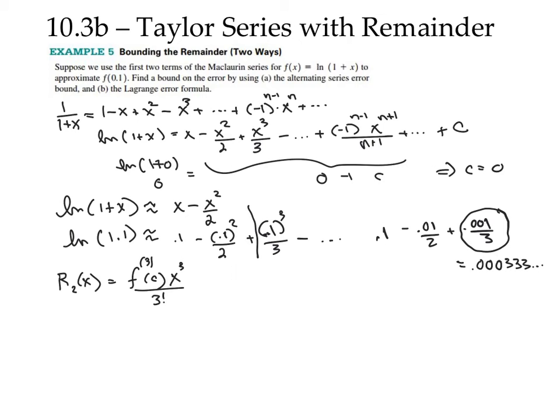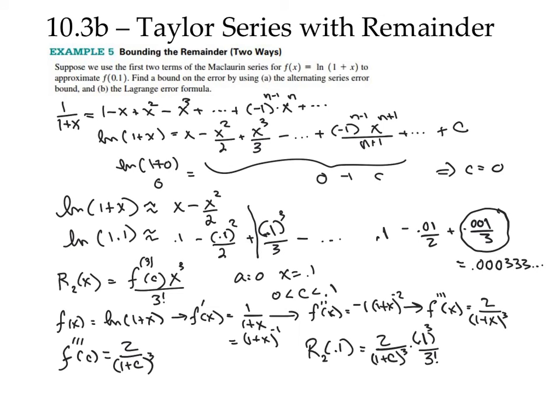And here x is 0.1. So c is a number between 0 and 0.1. So let's figure out what is the third derivative of natural log of 1 plus x. So x was 0.1, and c is somewhere between 0 and 0.1.